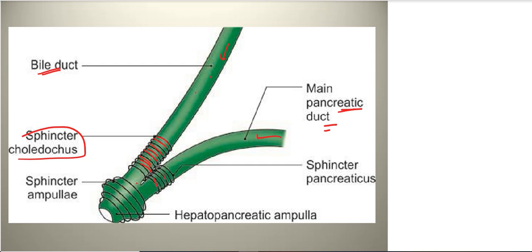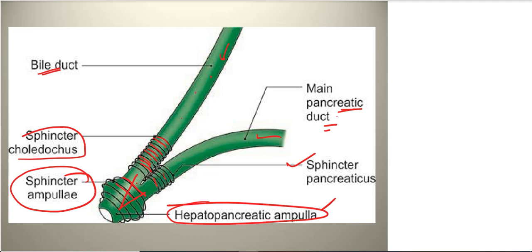The terminal part of the main pancreatic duct has a sphincter called the sphincter pancreaticus. Both the bile duct and the pancreatic duct unite and form the hepatopancreatic ampulla, and this region also has a sphincter called the sphincter of the ampulla. So there are three sphincters present in the bile duct.